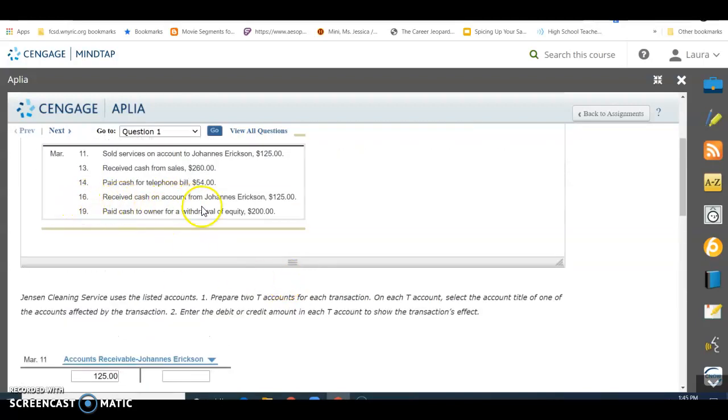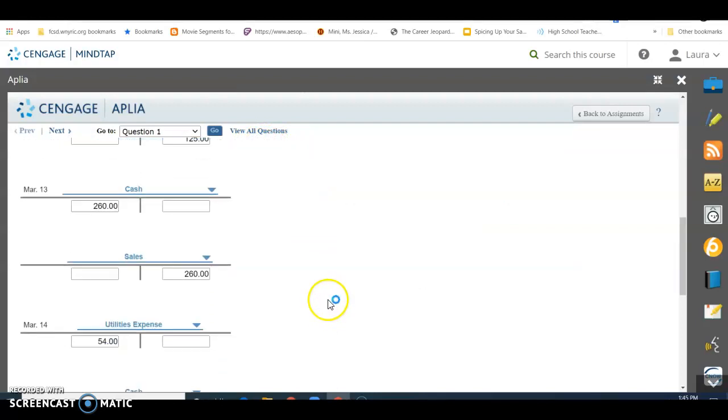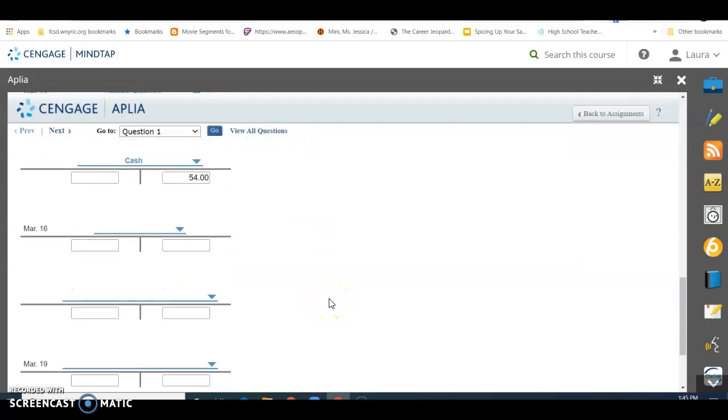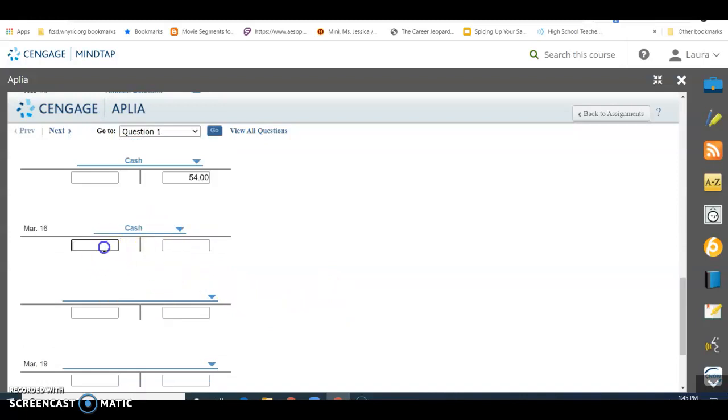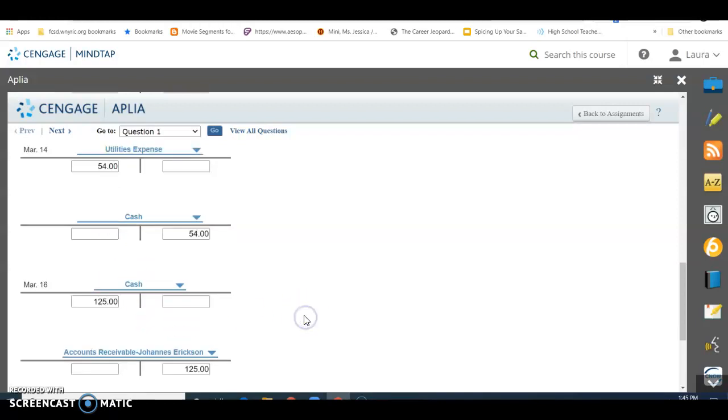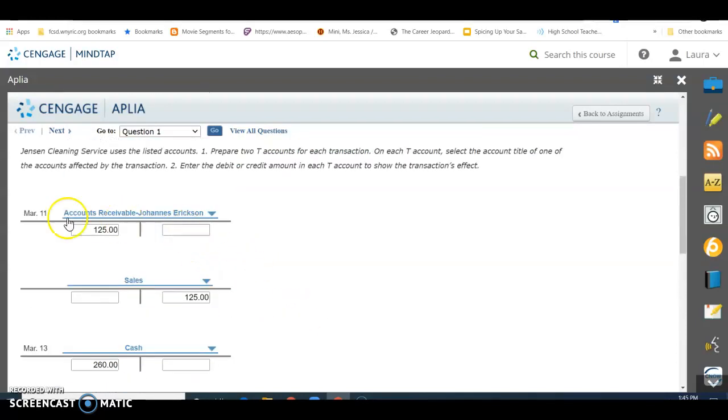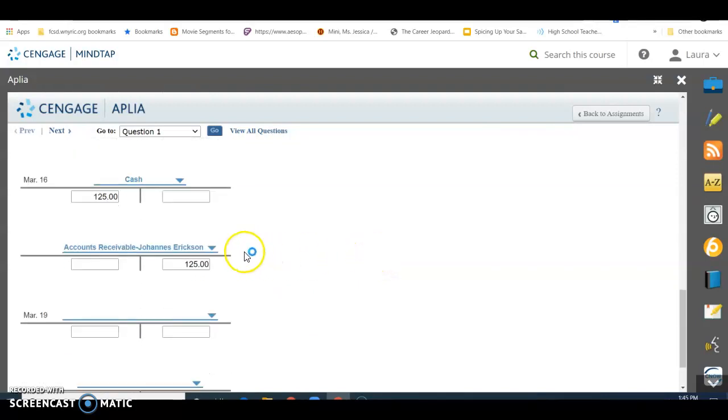16th, received cash on account from Johannes Erickson, $125. So they're going to pay off that debt that they have for us. So what did we do here? We received cash of $125, and then we're going to credit their account because now they don't have to pay us any more money. So they paid it off. So if you look up here, we debited it when they bought it from us, and then we credit their account when they paid it off. So now their balance would be $0.